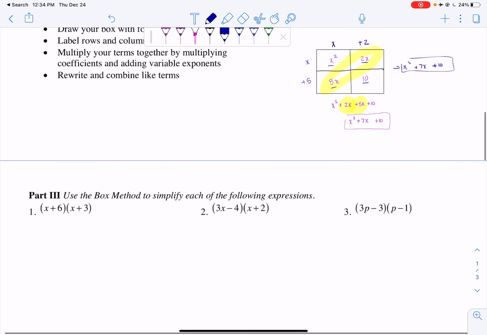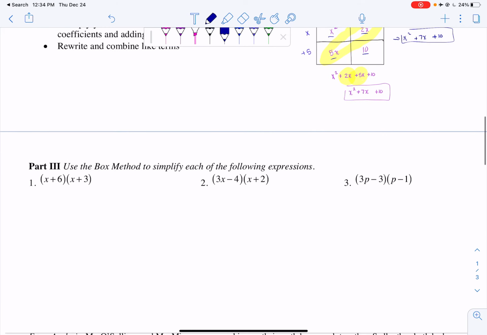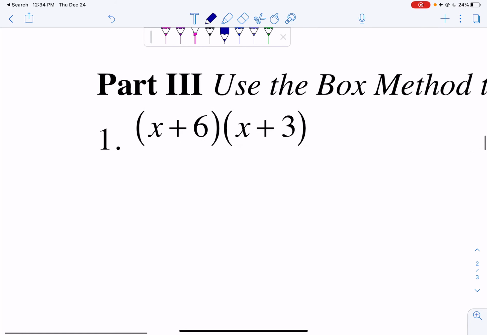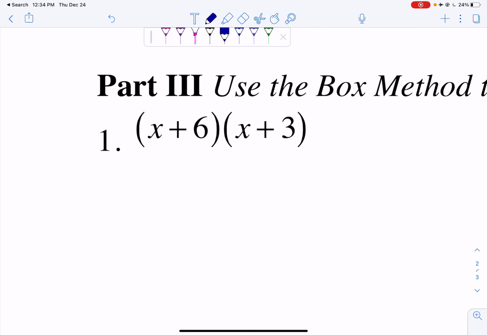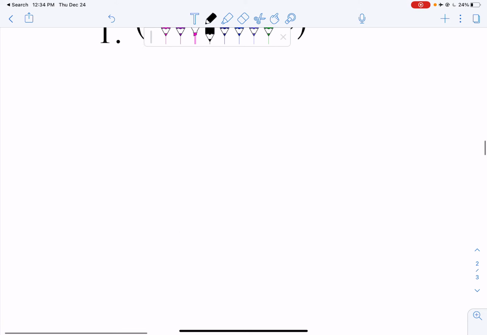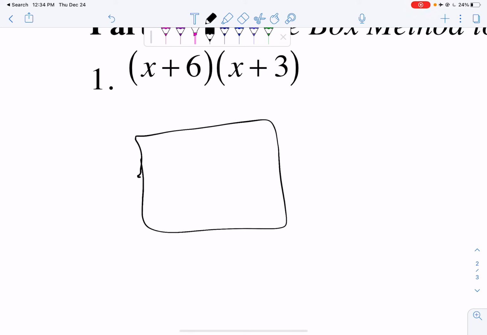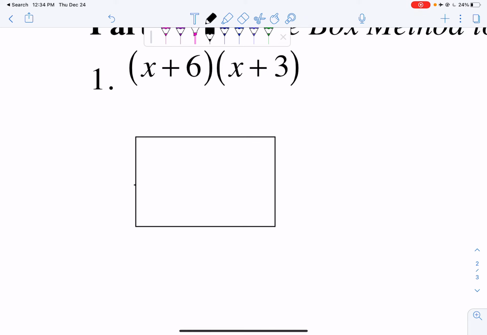All right. Part 3, we're going to now use the box method to simplify each of the following expressions. So in our first example, we have some nice positive numbers. We only have 1x, a 6 and a 3. So the first thing we do is we draw our box with 4 squares. And now I'm going to label. I'm going to put my x plus 6 up top. Note, I'm putting my plus with my plus 6. And then I'm going to have my x plus 3.